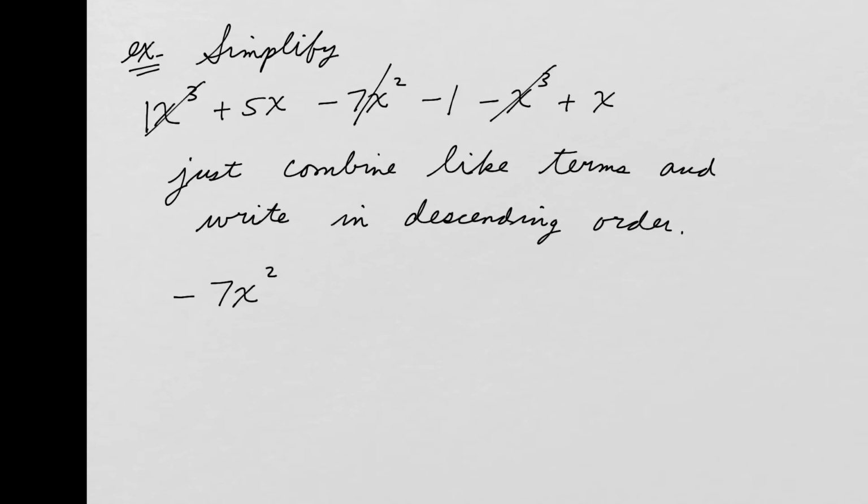Then it looks like the x's, right, the linear terms. So I have positive 5x plus 1x. That's going to be plus 6x, right? So I combine those two. And then I just have the one constant here, the negative 1. So that would be my answer. So all we're doing when simplifying is we're combining like terms.